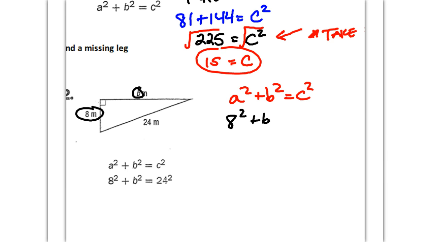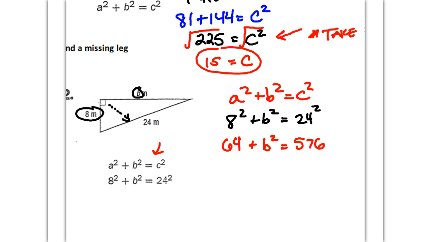We're just going to leave it as b squared for the leg, and our hypotenuse is the one that goes on the right side of the equation for c, so 24 squared. We've kind of already written it down there too, but I just rewrote it to help explain a little bit more. So when we do that, 8 squared is 64. We don't know what b is yet. And 24 squared is 576.